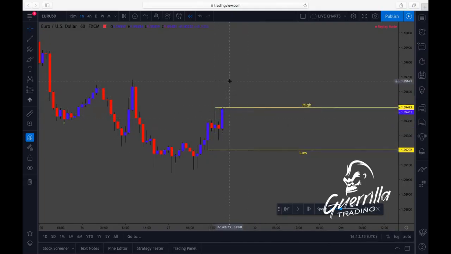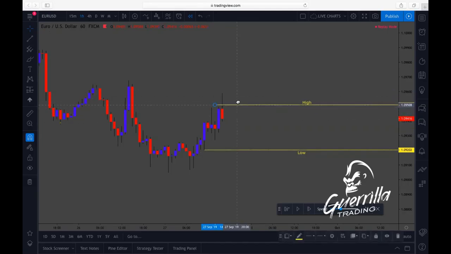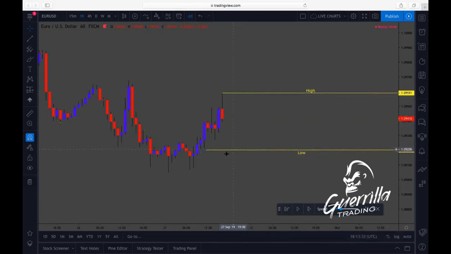Are we going to get continuation up as an impulse, or are we going to just get a nice retracement again? And as you can see, it's broke the high and retraced. Okay, and this is what price action we have to look out for. We want to know that price action is taking out the highs, retracing, taking out the highs, retracing. Okay, what is that showing us?